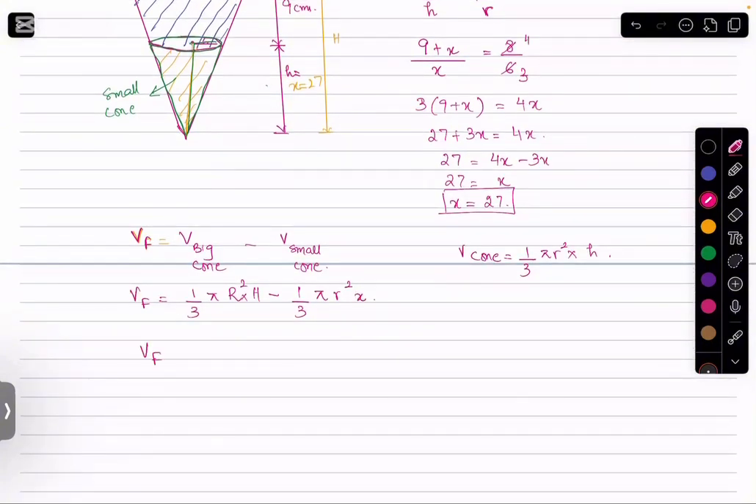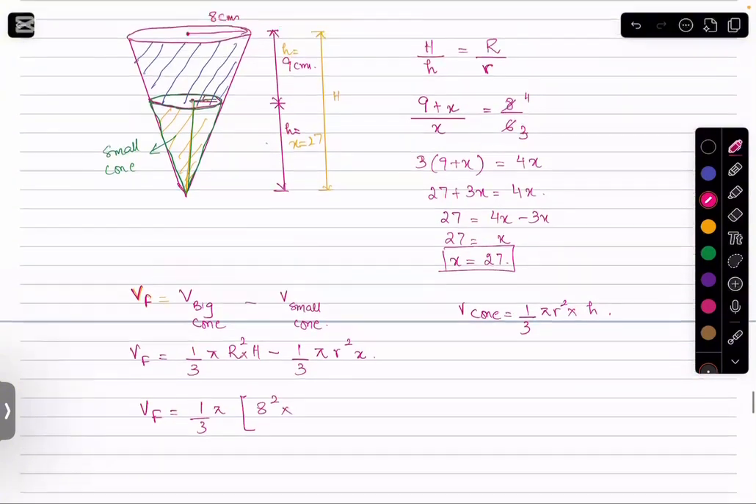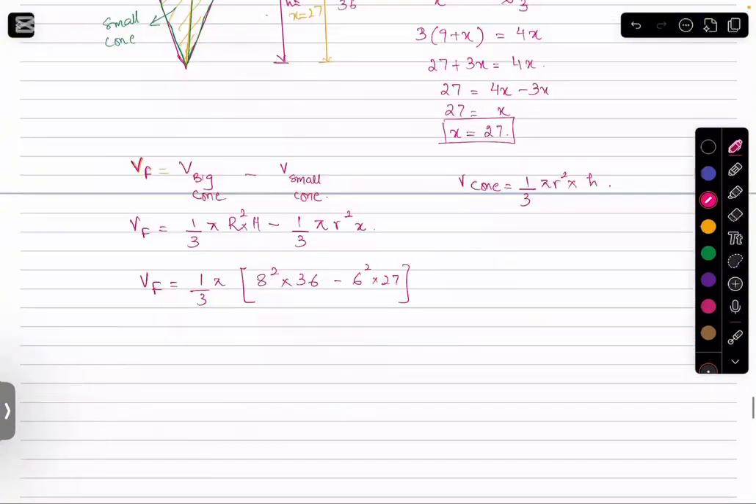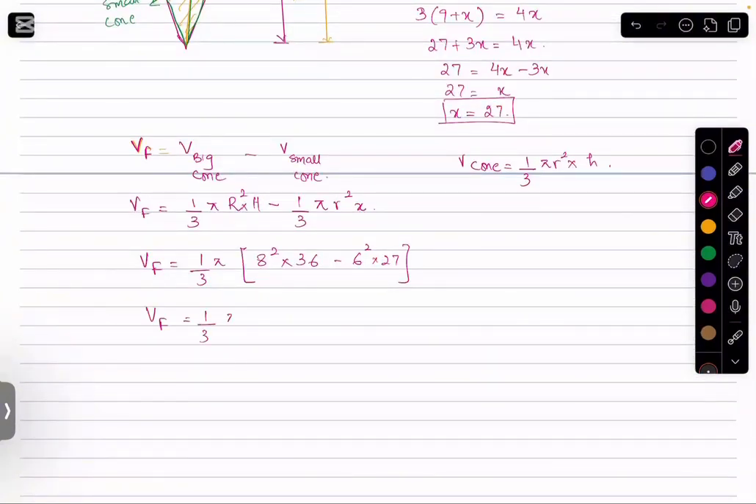I can take this 1/3 pi common. So it's 1/3 pi common here. And then what I'm left with is 8 squared times the height, which is going to be 9 plus 27. What is 9 plus 27? That's 36. So it's 8 squared times 36 minus r squared. What is the small r? That's 6. What is your x? That's 27. So the volume of the frustum then is going to be 1/3 pi times (64 into 36 minus 36 into 27). And then you can calculate the volume of the frustum, which is equal to 1332 by 3 pi.